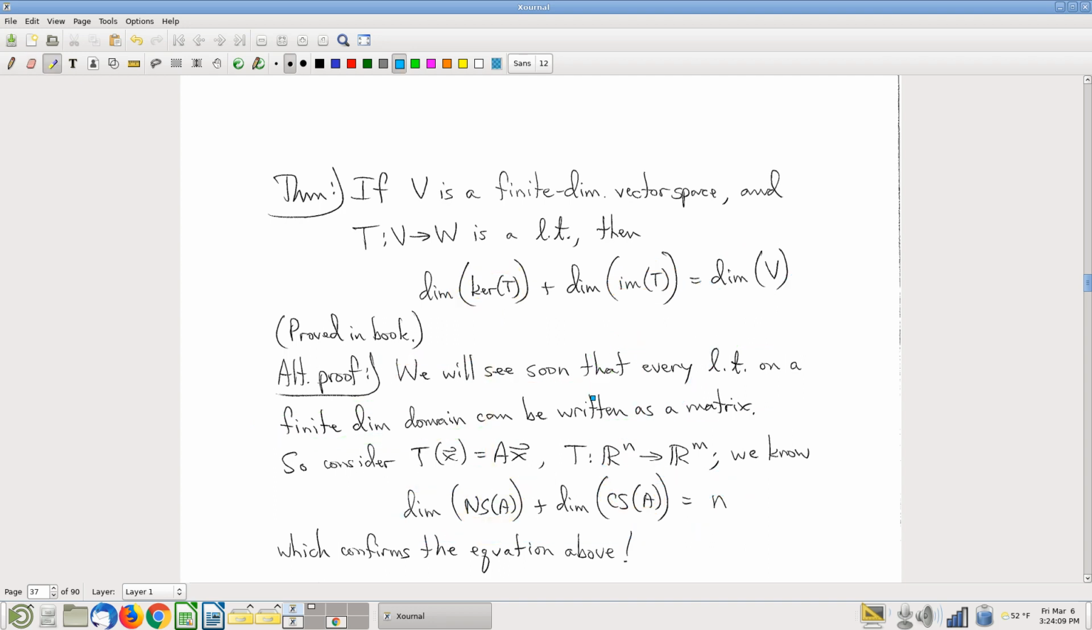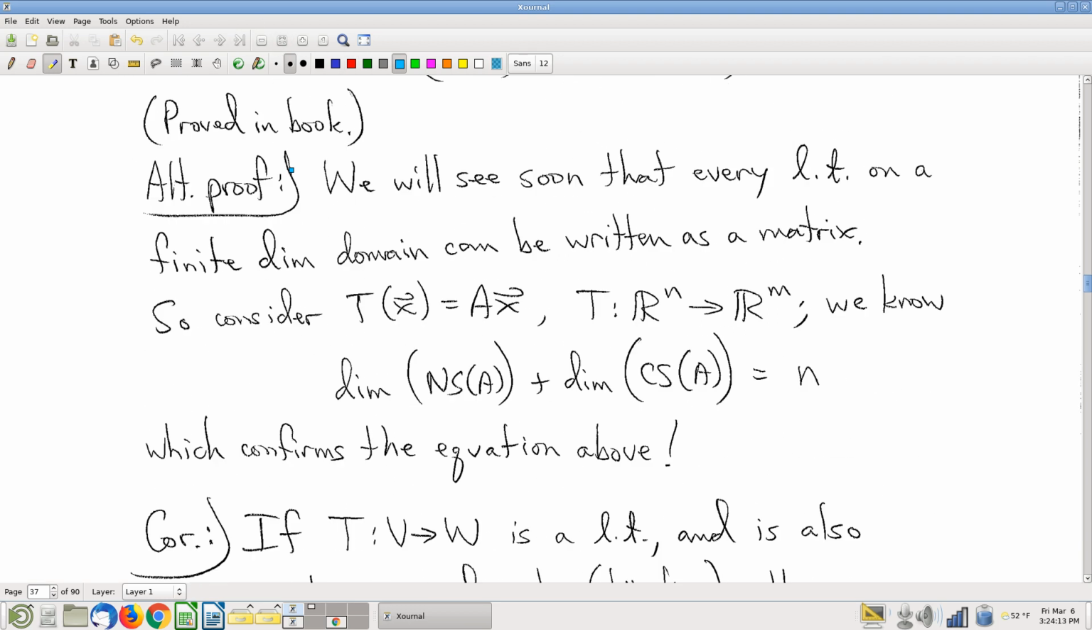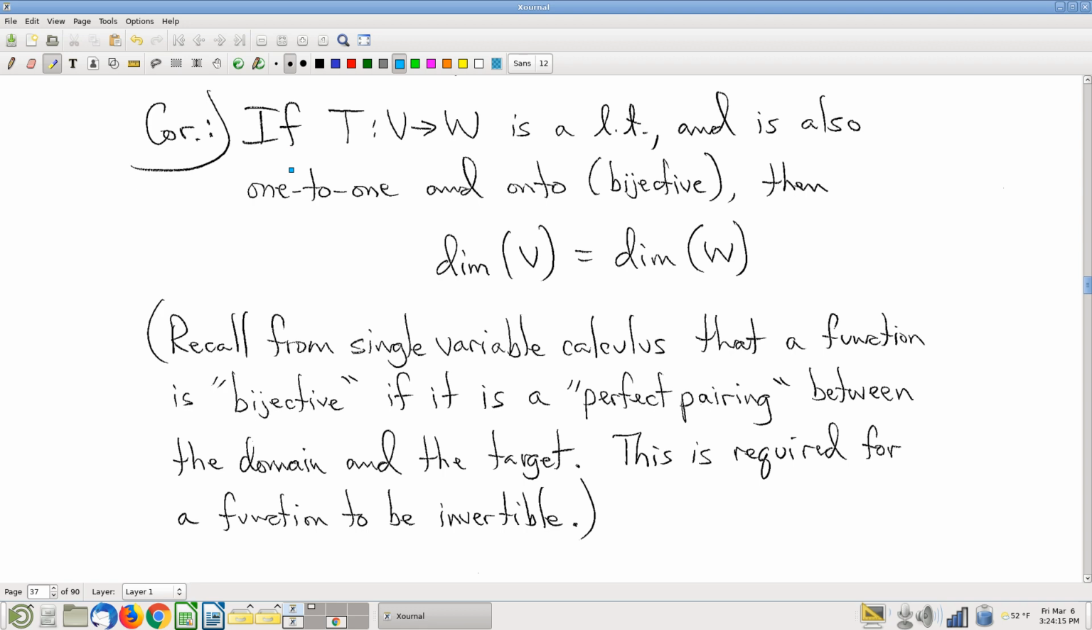Alrighty. There is a corollary to this theorem that we need to talk about. This corollary talks about a linear transformation that has the additional feature of being what we call bijective. Now, y'all probably have not heard that word before. You may have heard the words one-to-one and onto. A function that is bijective is simply both of those, one-to-one and onto.